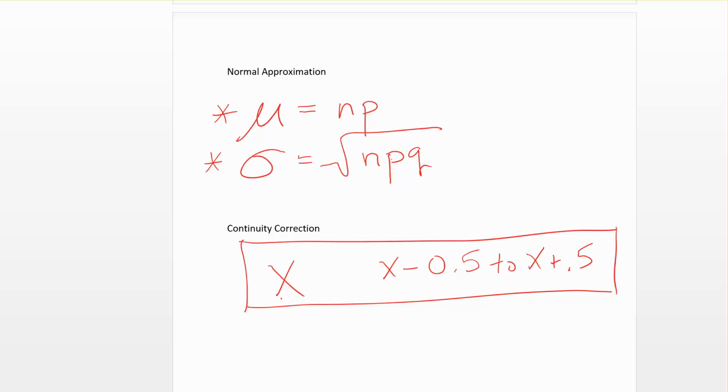So when we're looking at our whole number of x, like our 1150 that was in our problem, we would have to actually look at 1149.5 to 1150.5, and we're looking at this interval on the graph. And we'll explore that a little bit more here in a second.